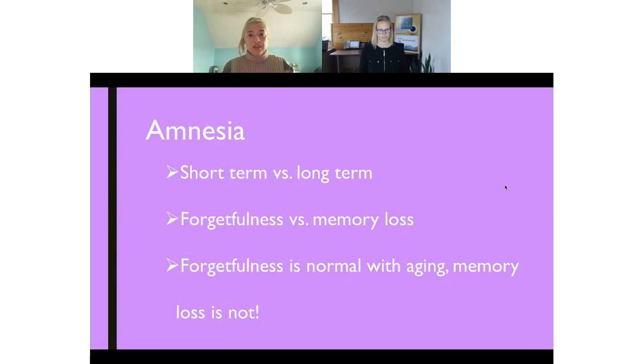Forgetfulness does come with age. That is normal. It is normal to forget, oh, I forgot I had this appointment or this or that. But memory loss is not. If someone elderly is regularly forgetting appointments, putting their keys down and forgetting where they are the next minute, that is memory loss, and that is not a normal part of aging. Again, as I briefed on the third bullet, forgetfulness is normal with aging, memory loss is not.